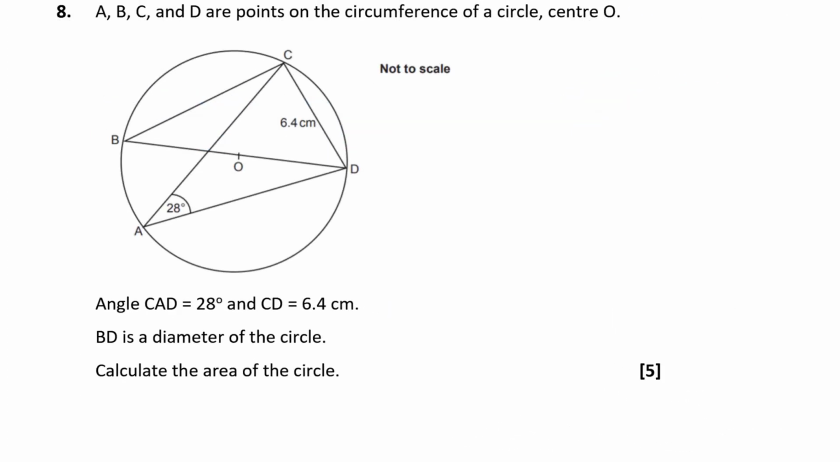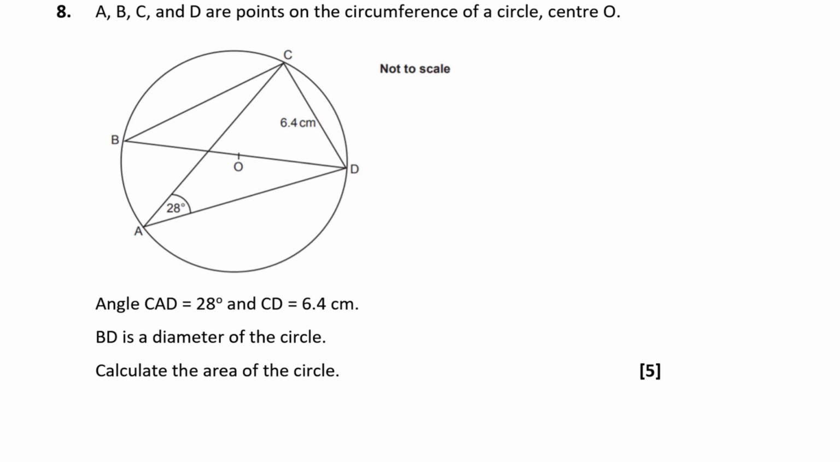Question 8. A, B, C and D are points on the circumference of a circle centre O. Angle CAD equals 28 degrees and CD equals 6.4 centimetres. BD is the diameter of the circle. Calculate the area of the circle.